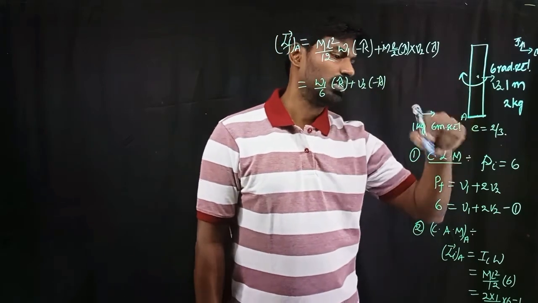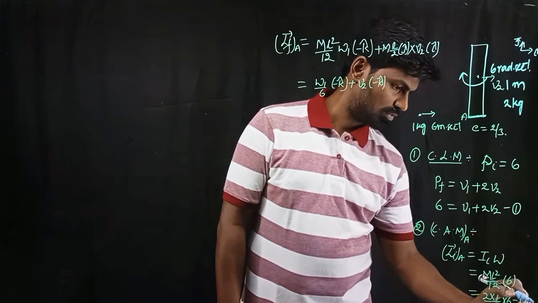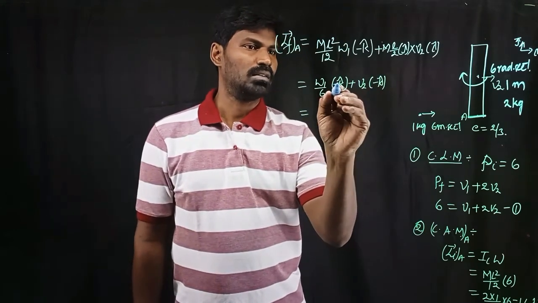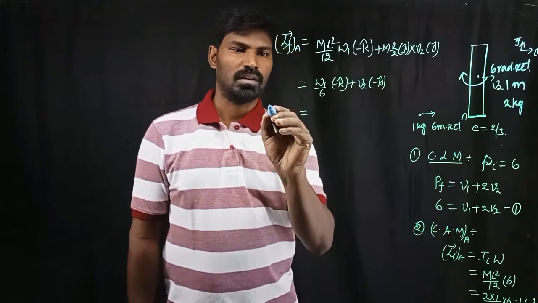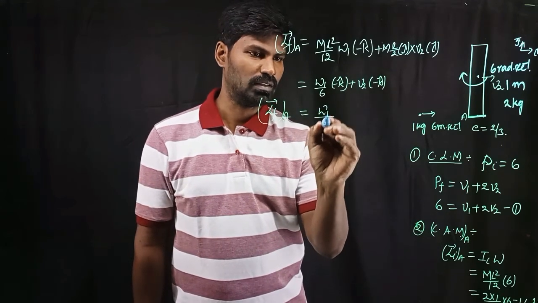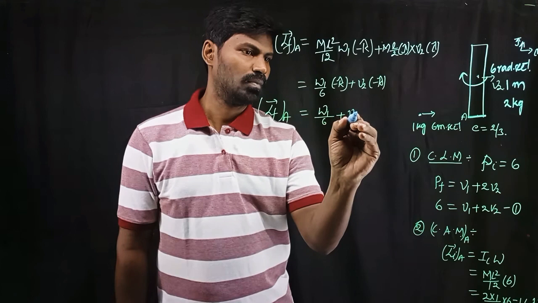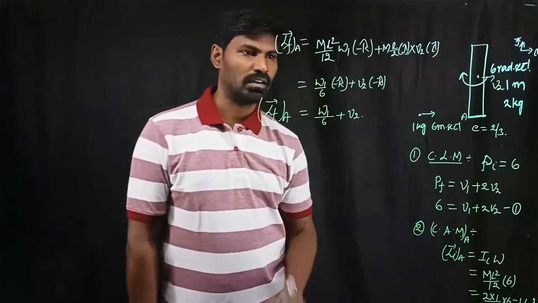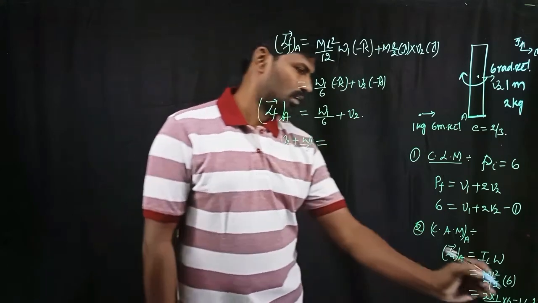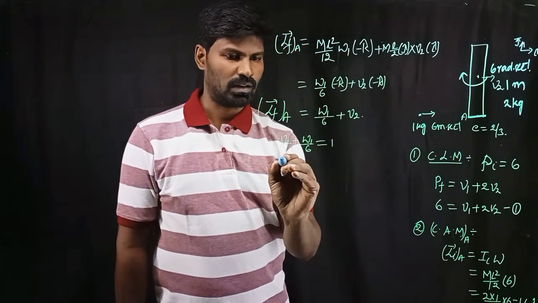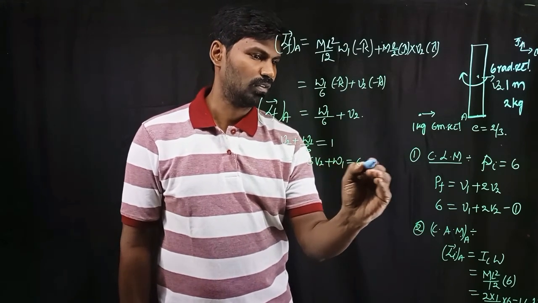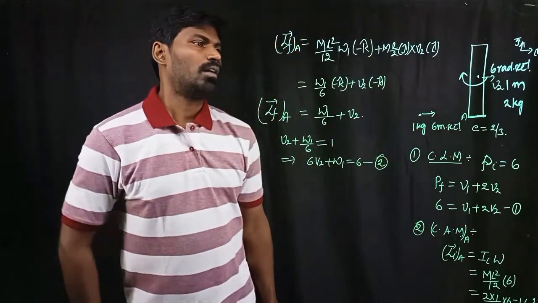Of course, here the rod is rotating in the clockwise sense, along the minus k cap direction. I'm dropping the k cap, because all of them are along the k direction only. So the final angular momentum of the system about A is omega 1 divided by 6 plus V2. Now applying conservation of angular momentum, V2 plus omega 1 divided by 6 is equal to 1. We can write this as 6 V2 plus omega 1 is equal to 6, which I'm calling equation number 2.